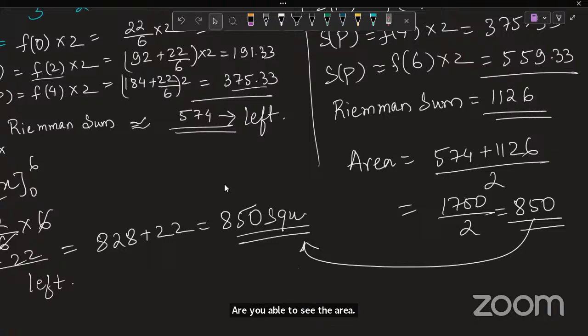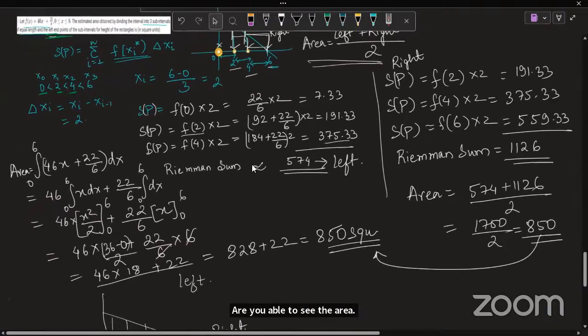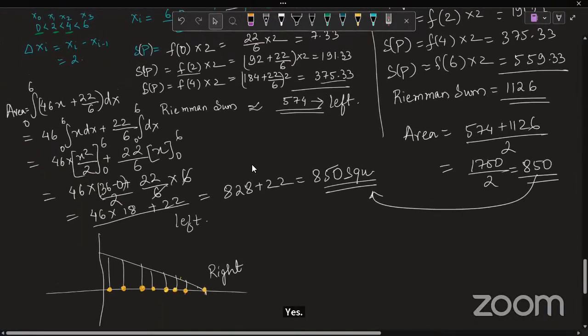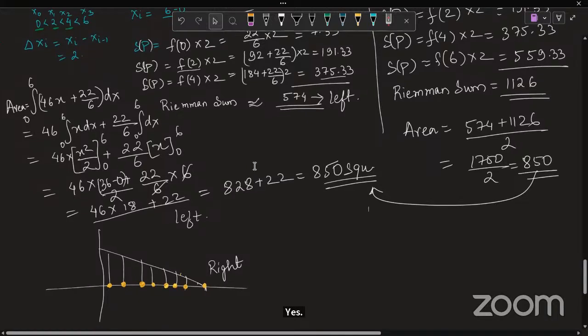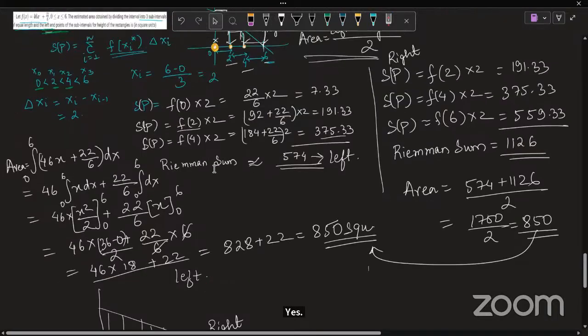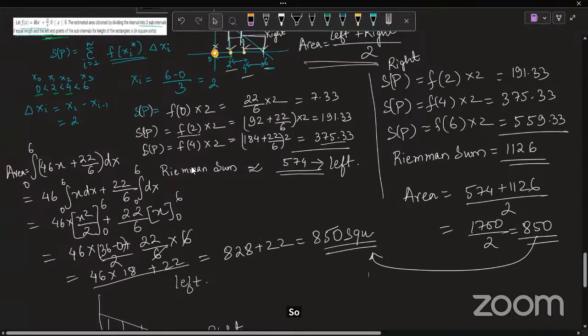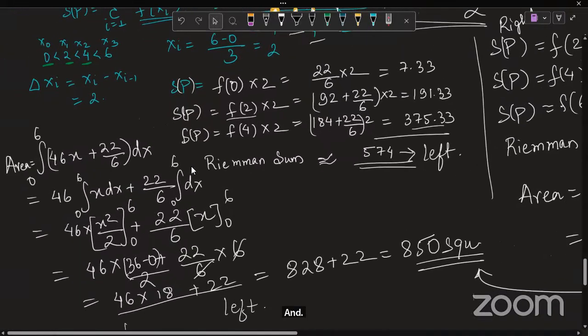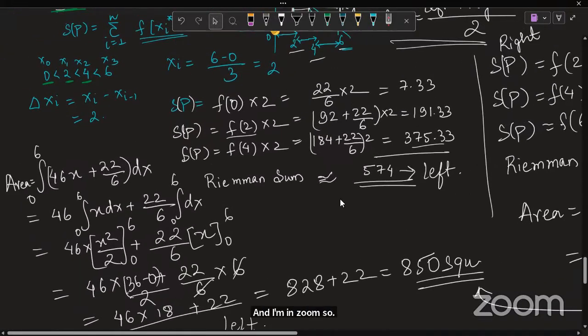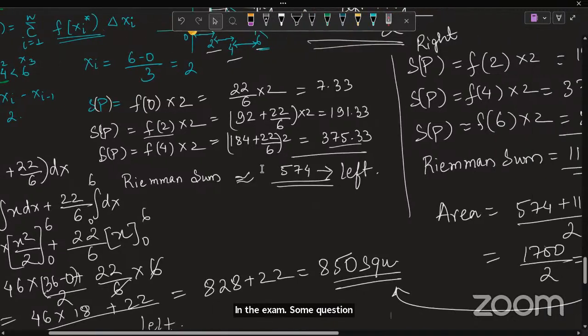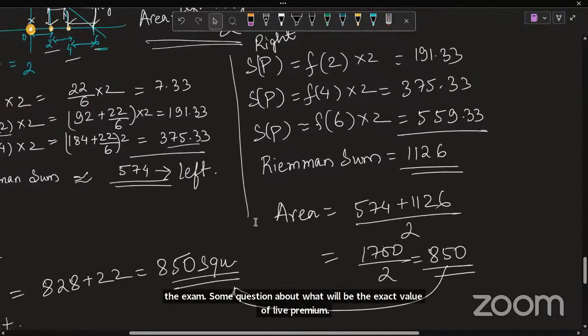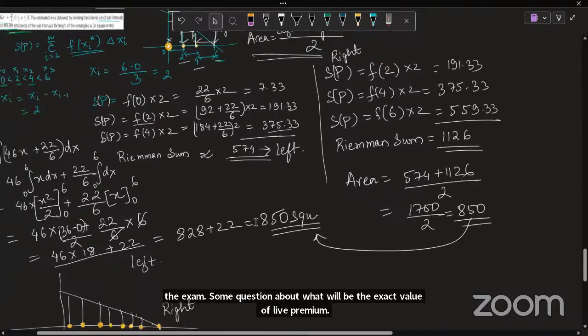Yes, sir. Sir, why are we calculating the right and left hand Riemann sum? In the exam, some questions ask for the exact value of the left Riemann sum or the right Riemann sum, and the average of left and right is the area.